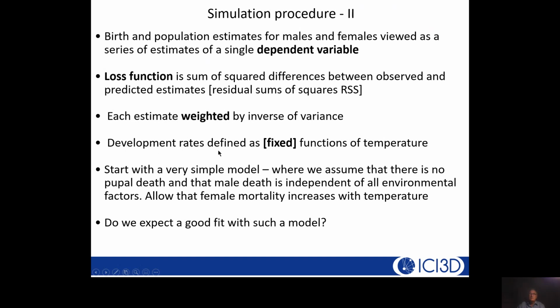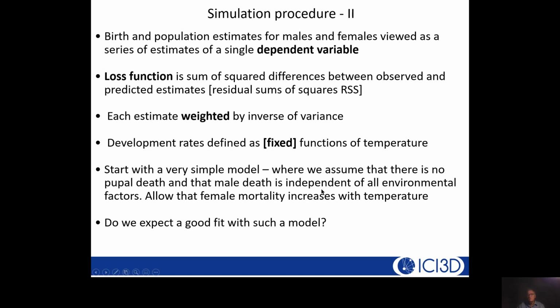Now, all of the development rates, as I said before, are defined as fixed functions of temperature, and we've looked at that. So we'll start off with an extremely simple model. It's one that we know is not going to work terribly well, but we just want to kick things off. So we assume that there's no pupal death, for instance, and that male death is independent of all environmental factors. And the only thing we put in there is that female mortality increases with temperature.